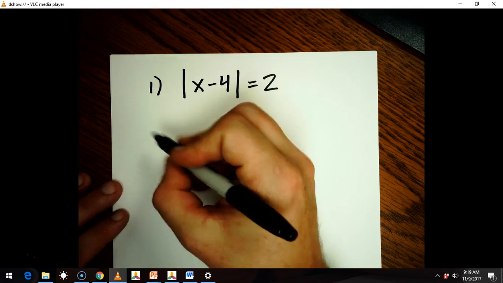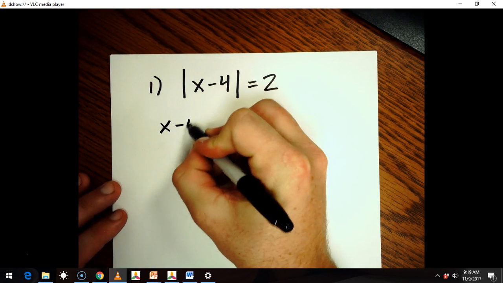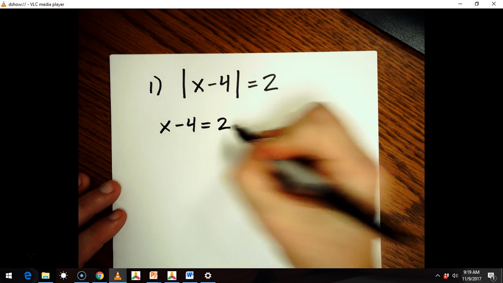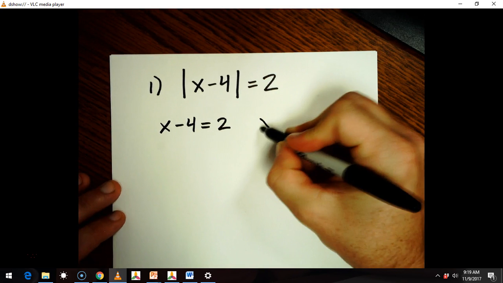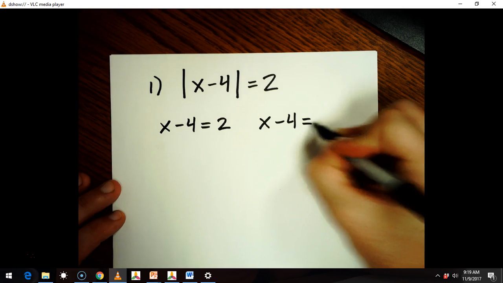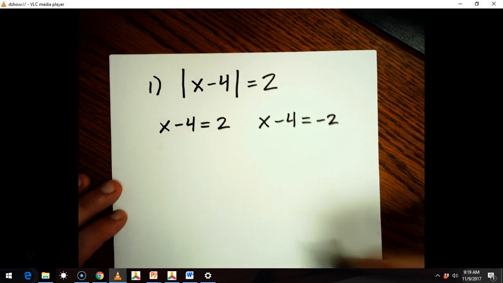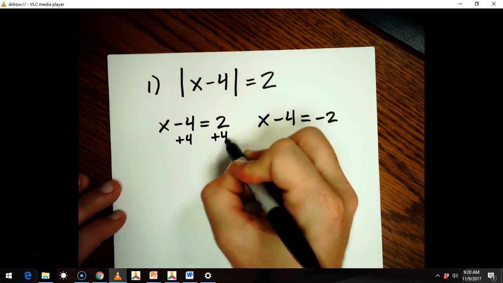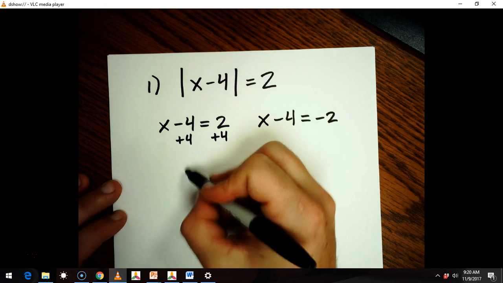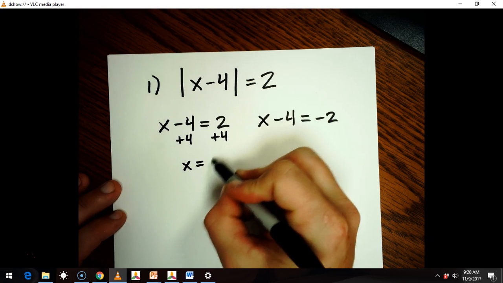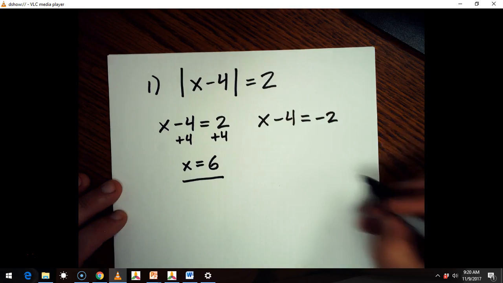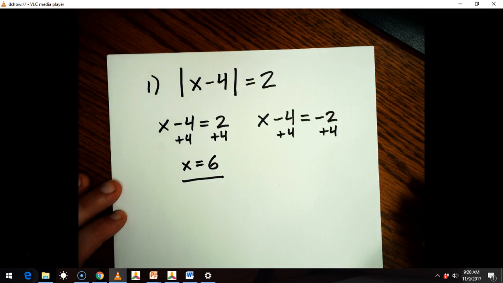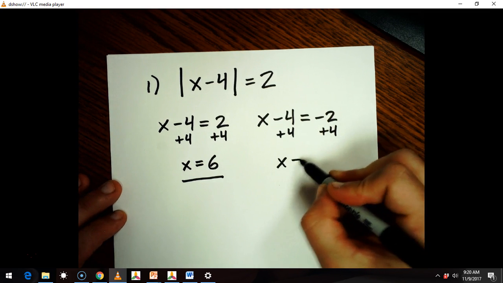We need to set up two equations. x minus 4 equals 2 and x minus 4 equals negative 2. And so we solve these. We can add 4 to that side, and so one of our answers is 6. We add 4 to this side, add 4 to that side. Our other answer is going to be 2.